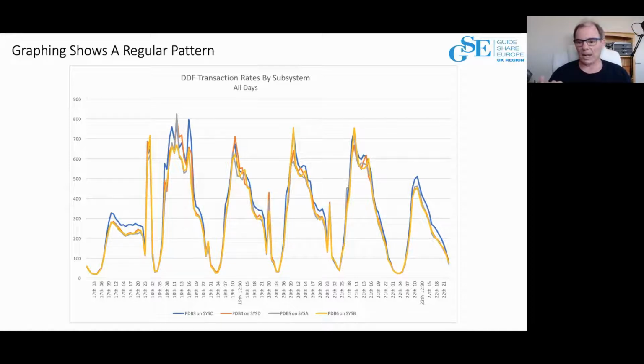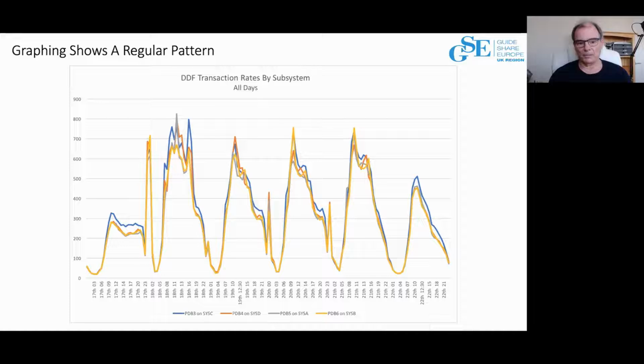You can also get the DDF CPU, and I suppose you could divide the CPU by the transactions to get the CPU per transaction. You also can get elapsed time, and again divide by the transactions to see, do transactions get slower at one time of the day or the other.